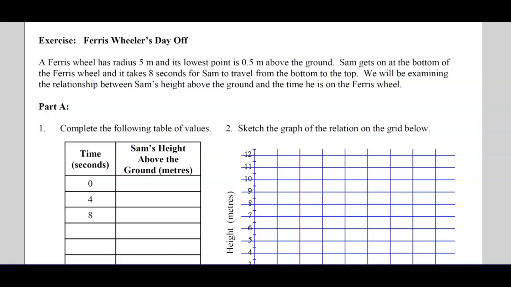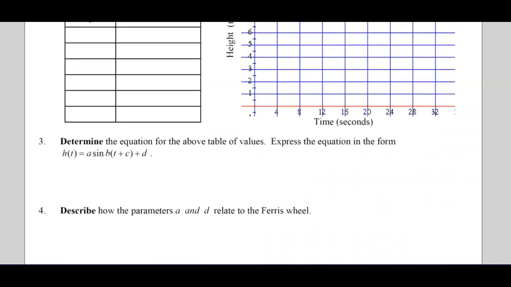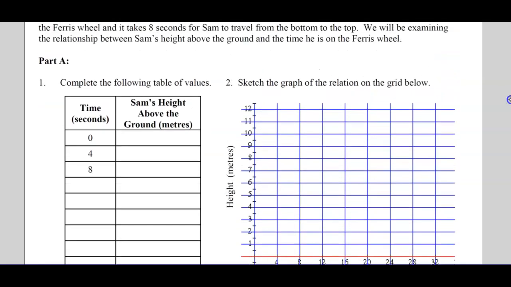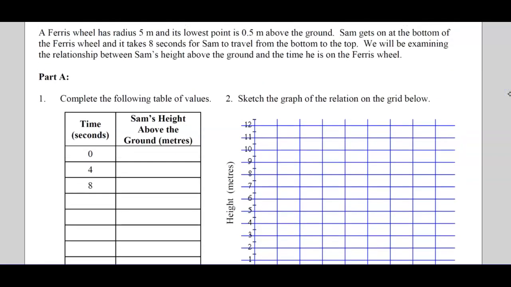So a Ferris wheel has radius 5 meters and its lowest point is 0.5 meters above the ground. Sam gets on at the bottom of the Ferris wheel and it takes 8 seconds for him to travel from the bottom to the top. We'll be examining the relationship between Sam's height and the time he is on the Ferris wheel. Complete the following table of values. At time 0, he is 0.5 meters above the ground. It doesn't want to be 0 because then the cart you're sitting in is going to scrape the ground. It's got to be a little bit above.